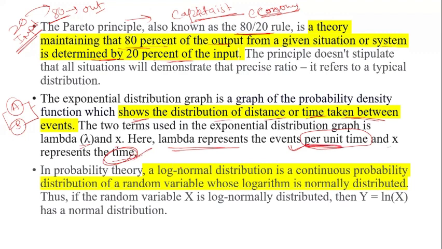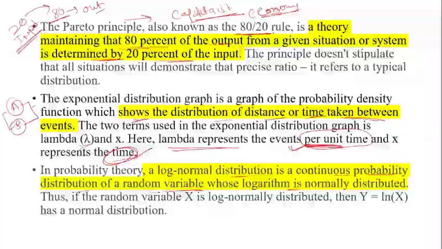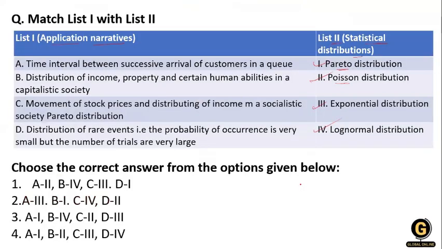Now what about the log normal distribution? The log normal distribution is a continuous probability distribution of a random variable whose logarithm is normally distributed. That's why this is a log normal distribution. Hope you understand all the concepts. Now let's move toward our question.